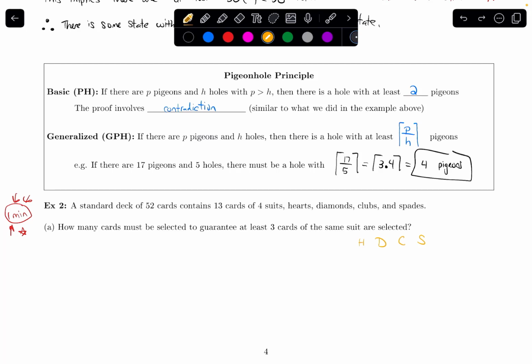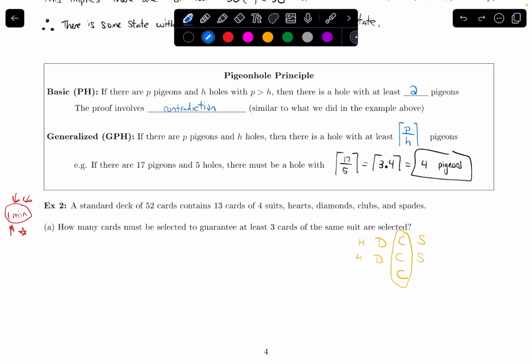Well, maybe going from there, the next one I pick is a diamond, and then a spade, and then a heart, and then a club. So if I had picked 8 total cards, I could spread it out in such a way that I just have 2 of each suit. But now, no matter what I pick for the next one, whether a diamond, a club, or a spade, now I'm going to have 3 of the same suit. So just from playing around with it, it seems like the answer should be 9. So how do I show this more precisely?